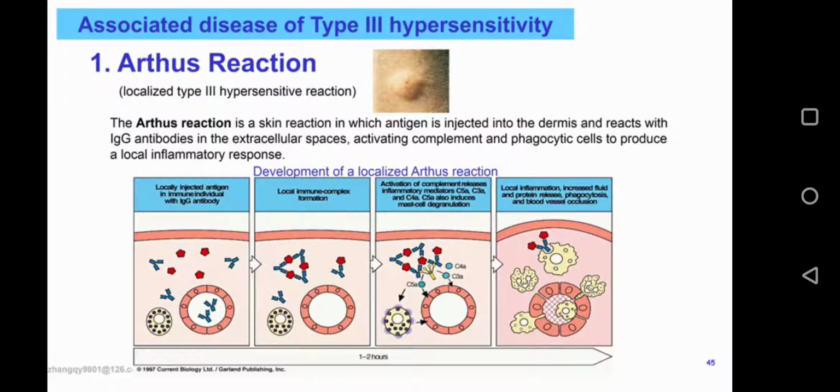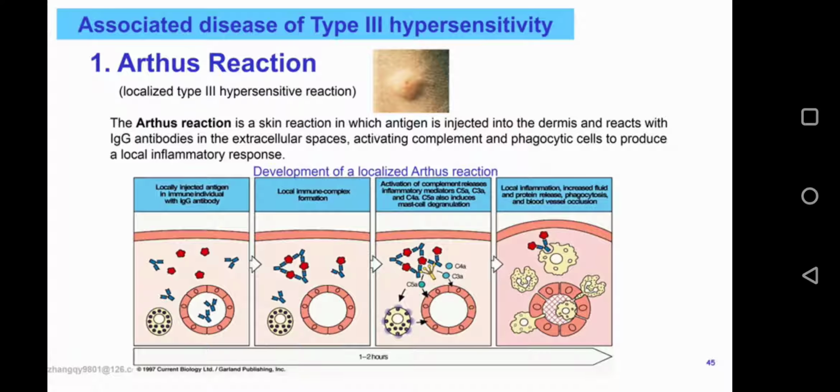So now we go to some diseases. One is called the Arthus reaction. Why do we call it Arthus? Because this reaction was described by the scientist Arthus. It is a skin reaction. He injected animal serum into a rabbit, and Arthus found that eczema formed on the skin.